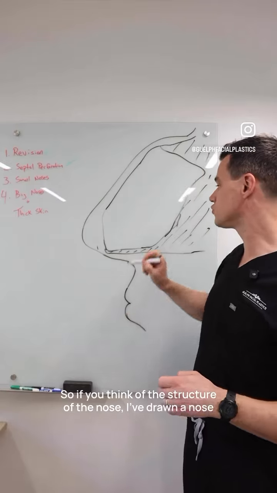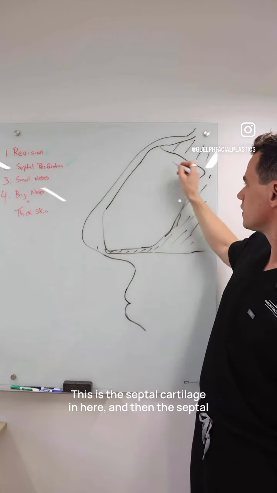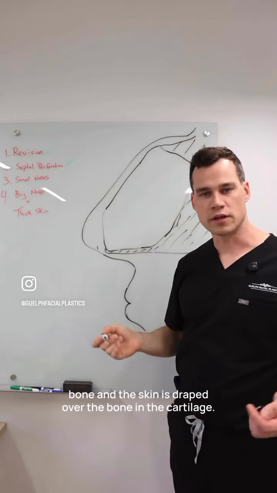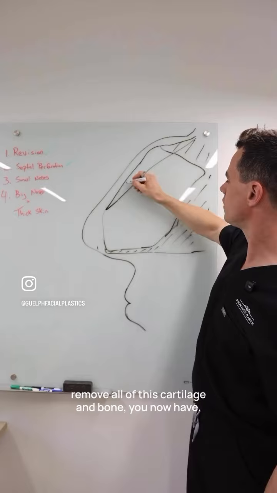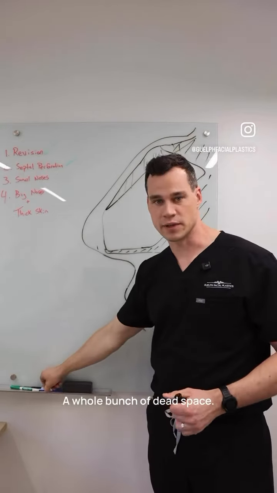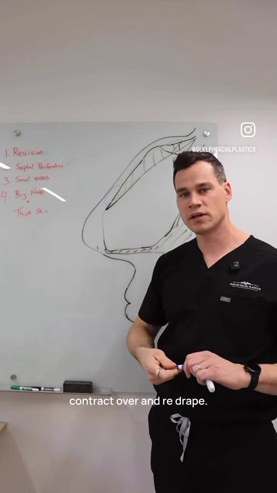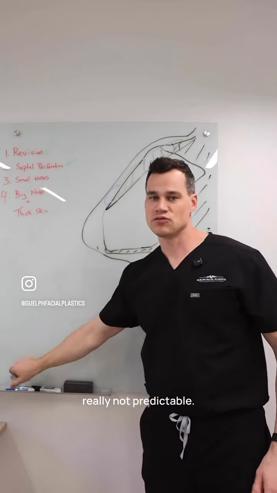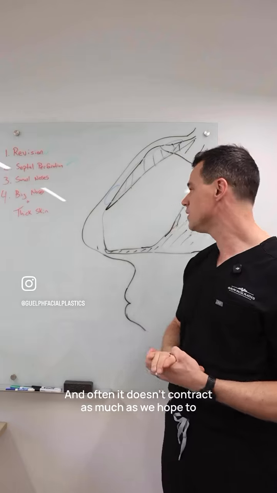So if you think of the structure of the nose, I've drawn a nose here with a big bump here. This is the septal cartilage in here, and then the septal bone, and the skin is draped over the bone and the cartilage. If we were to go in and do what we call profileplasty and remove all of this cartilage and bone, you now have a whole bunch of dead space. You have all of this space here that your skin has to contract over and redrape. And when you add in thick skin or really oily skin, that's really not predictable, and often it doesn't contract as much as we hope to or as much as we want.